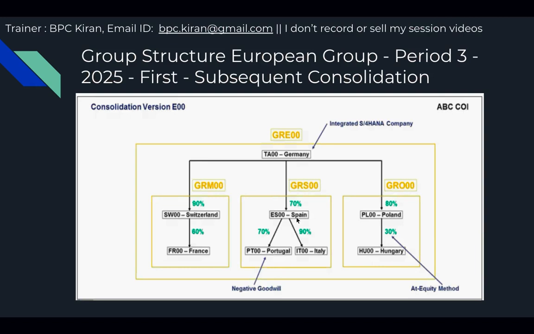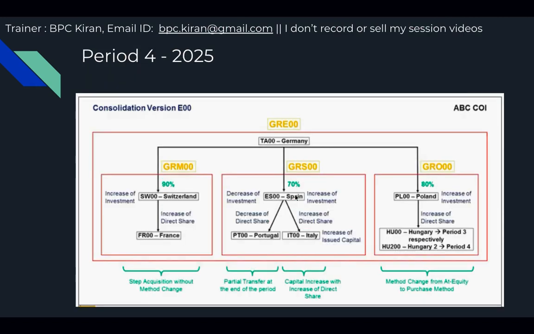Then period 4, the same structure only. In period 4, I am going to perform some activities. What are the activities I am going to perform? First activity, increase in the investment. We are going to take an example in the GRM group, the central group, and maintain the data in period 4. We are going to maintain that investment increase relevant control data. This is also called a step acquisition.